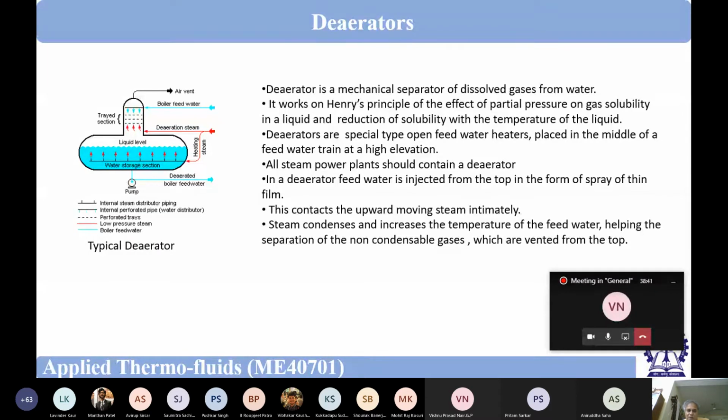And it contacts the upward moving steam intimately. There are barriers, etc., in the deaerator so that the steam does not go up directly and the water does not fall down directly. There are zigzag paths so that the time of interaction also increases. Steam condenses and increases the temperature of the feed water, helping separation of non-condensable gas, and non-condensable gases are vented at the top. So those things are shown here.